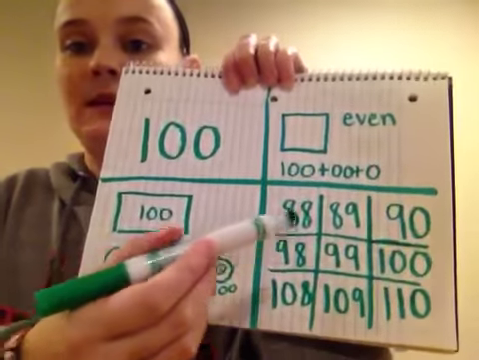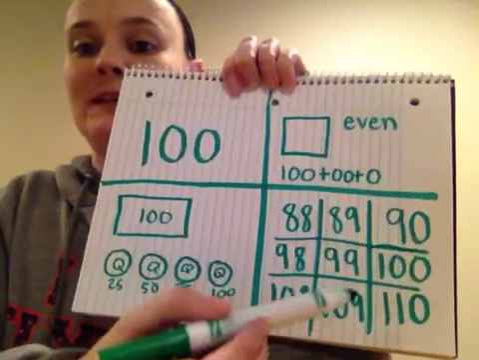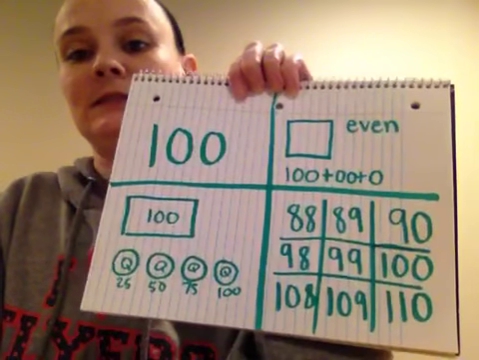And then we can just count backwards from each. So 90 goes to 89 to 88. 100 goes from 100 to 99 to 98. 110 goes from 109 to 108. And you can see how the ones stay the same going down and up by tens.